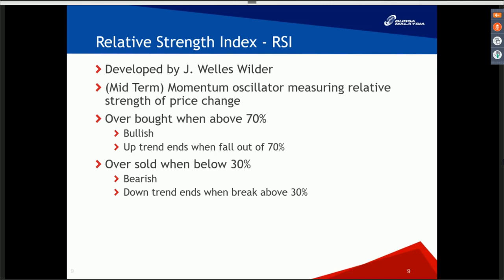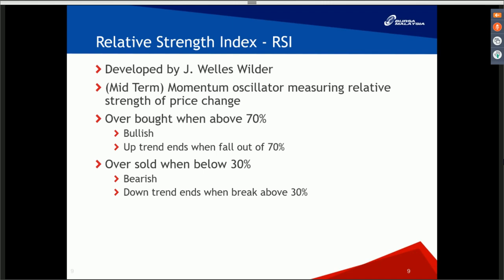That means if you see the indicator above 70, don't sell just yet, because it's showing you the price is quite bullish. But the uptrend may end when it falls out of 70%. That means it dropped below 70%. Only then do you try to sell.